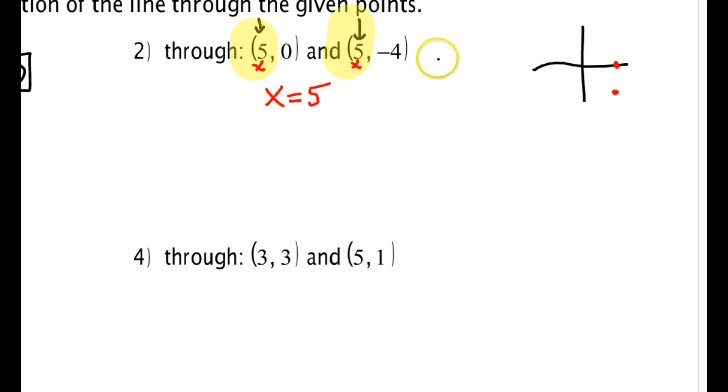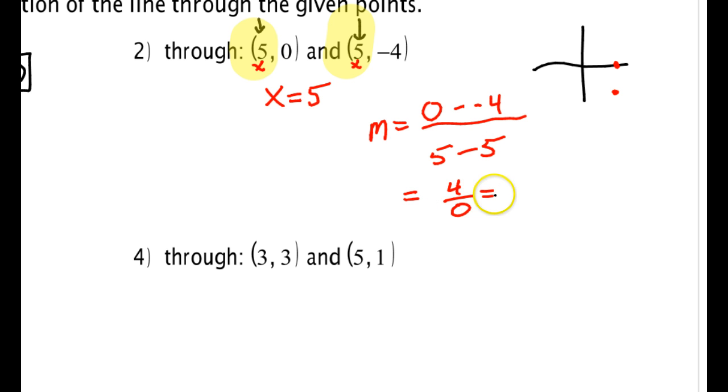The same thing works for y's. If you ever look and both y coordinates are the same, it's going to be y equals. So if you try to do the slope here real fast, you'll get 0 minus -4 and 5 minus 5, which comes out to 4 over 0, which is undefined. The slope is undefined for vertical lines, because you cannot divide by 0 mathematically.